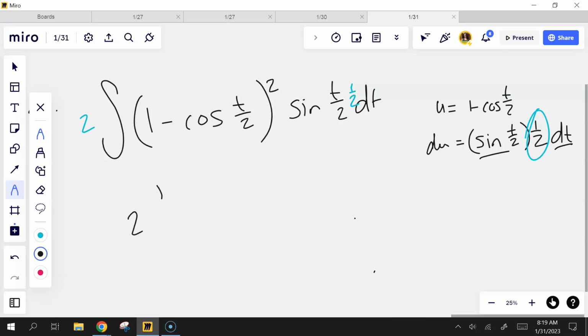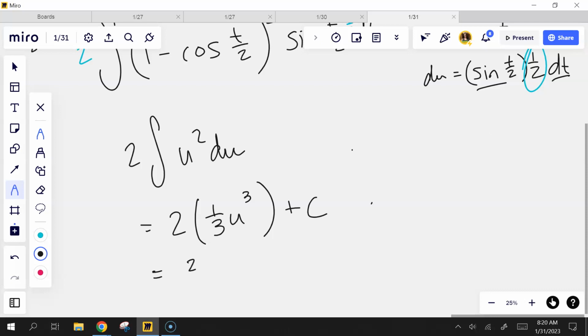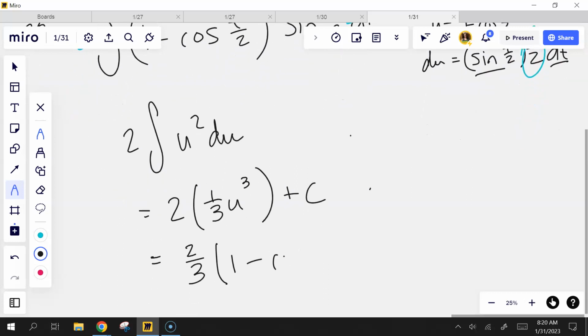So now I have 2 times the integral of u squared du. Antiderivative of u squared would be what? 1/3 u cubed. And now you just plug back in what your u was to start with. Combine the 2 and the 1/3. So 2/3, what was it? 1 minus cosine t over 2 to the 3rd. That one looked a lot worse than it was.